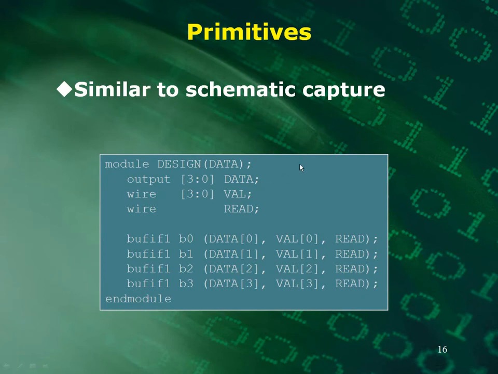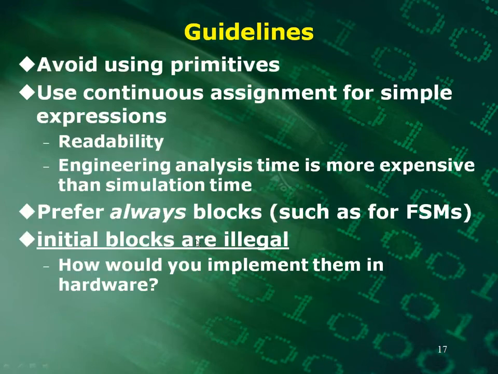You can also do things where you instantiate the primitives. And here we've instantiated these buff-if-ones, 4 of them. That's the instance name for them. And that does the same equivalent thing, and that too is acceptable. So that's kind of like doing schematic capture where you're plunking down the parts and connecting them up.